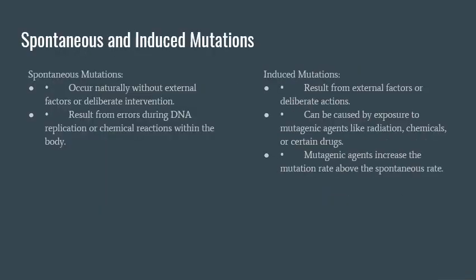So let's talk about spontaneous versus induced mutations. Spontaneous mutations occur naturally without external factors or deliberate intervention. Examples include base substitution mutations and small insertions or deletions. Induced mutations result from external factors or deliberate actions. This is often used in research to study gene function or induce desired genetic changes in organisms. Examples include X-rays, UV radiation, and chemical mutagens like ethylmethane sulfonate, which is EMS.